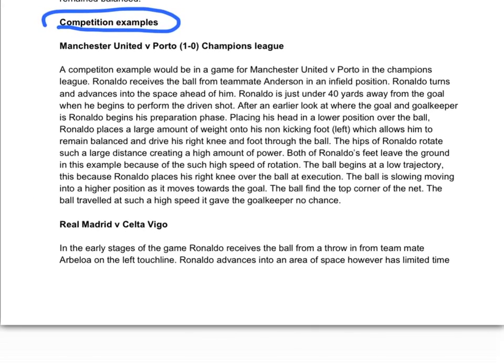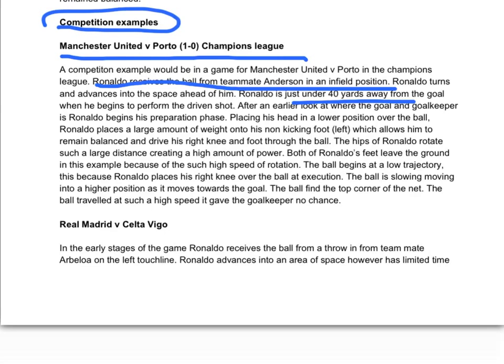So, can you apply your technical points to an actual real situation? Good start because this one has been named, there it is, it's Man United versus Porto in the Champions League. Talked about when the game is, and you can see here that they've set the scene for it. Ronaldo receives the ball, infield position, he turns, advances, etc. 40 yards from goal, so we've set the scene, this is what's going on. This is where you should really use some video clips so you can have a look at what's actually happened.